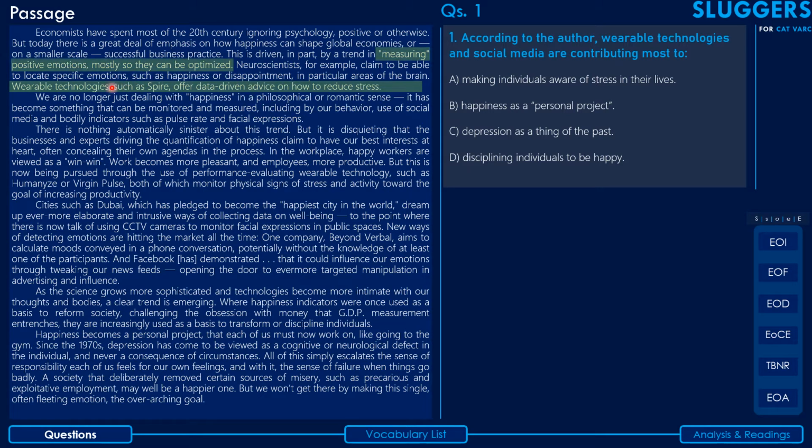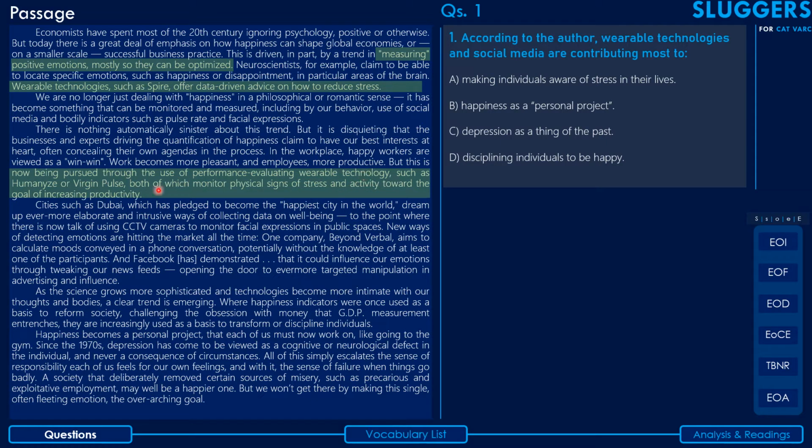So the first point of reference says wearable technologies such as Feel offer data-driven advice on how to reduce stress, and basically they measure positive emotions so that they can be optimized. That's what they do here. So they contribute to measuring positive emotions for optimization. Another point of reference: this is now being pursued, making work more pleasant and employees more productive, through the use of performance-evaluating wearable technology again.